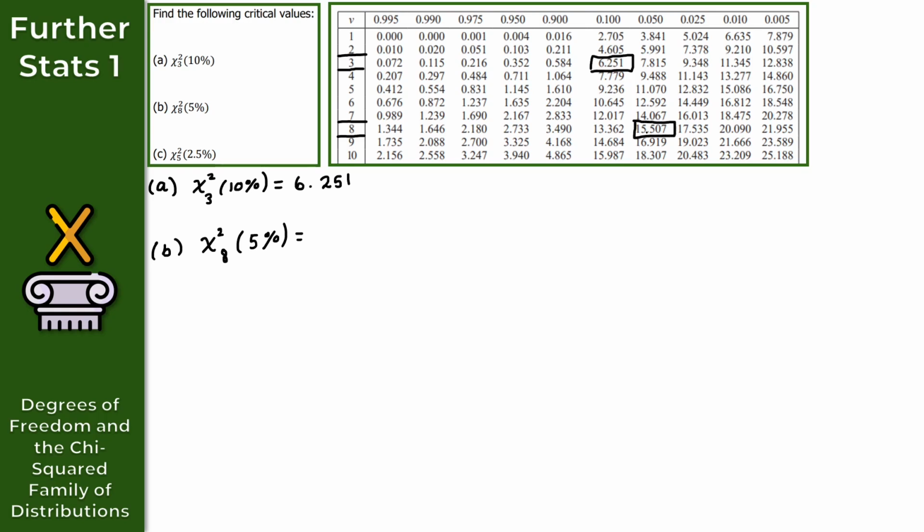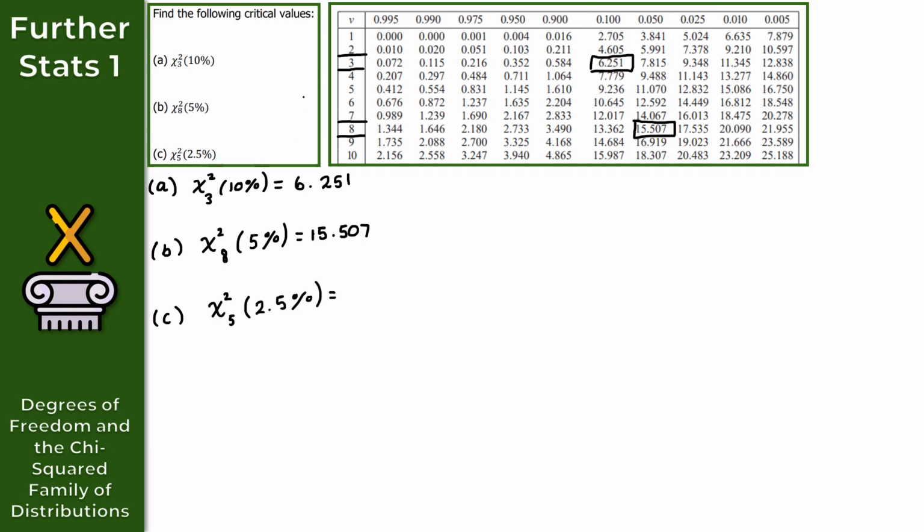Okay. So we get 15.507 there. And then finally, we arrive at the very last part here, part C. So for part C then, what do we have here? Well, again, I've got another chi-squared distribution here. I've got chi-squared, this time now with 5 degrees of freedom. And this is at the 2.5% level of significance here.